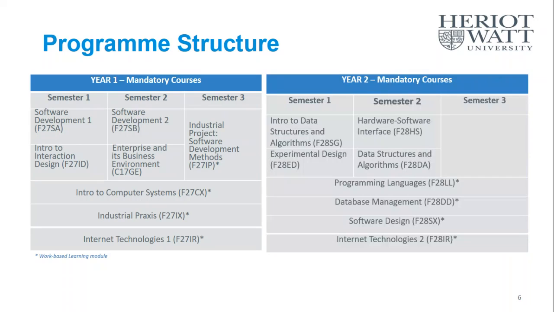Something similar happens in year 2. Again, they have in the first semester 2 courses that are taught on campus. The same happens in semester 2. And then they have 4 work-based learning courses. The work-based learning courses happen across all the semesters. They can start in semester 1 and finish in semester 2 or semester 3.